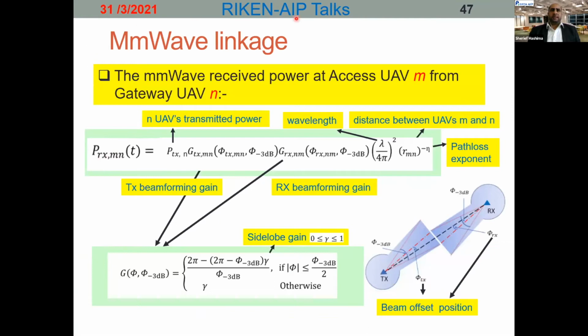The received power: this is the millimeter wave link for UAVs. This is the transmitter and receiver, and this is the received power. We have M access UAVs and N gateway UAVs. The received power at the gateway UAV will equal the transmitted power multiplied by the beamforming gains that depend on the beam width of the beams, multiplied by the path loss, R to the power of minus eta, where R is the distance between the two UAVs and eta is the path loss exponent.